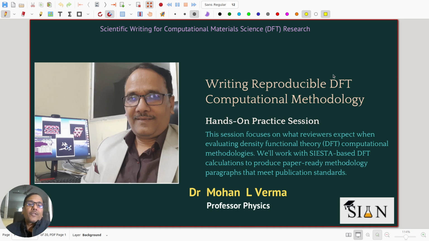In this hands-on session, we focus on what reviewers expect when evaluating a density functional theory based computational methodology. We will work with a system-based DFT calculation definitely, and produce a paper-ready methodology paragraph that meets publication standards. This is specific scientific writing for computational materials science research focused on DFT. I'm Dr. Mohan Verma, professor of physics, and the instructor of this course.